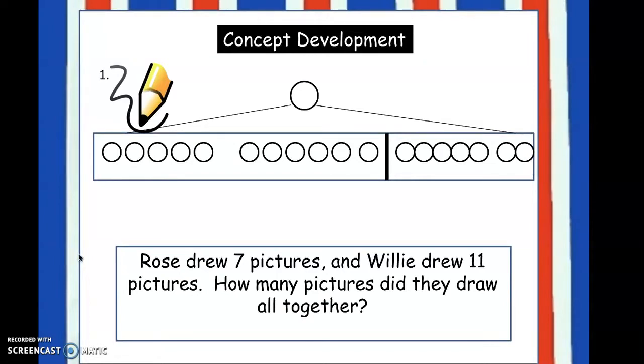Okay, 3, 2, and 1. All right, our first problem, it's about Rose. It says Rose drew 7 pictures and Willie drew 11 pictures. How many pictures did they draw all together? All right, so our question is asking how many pictures did they draw all together? That all together must mean that we are trying to find the total or the whole. So we're trying to find the whole section of our tape diagram, okay?